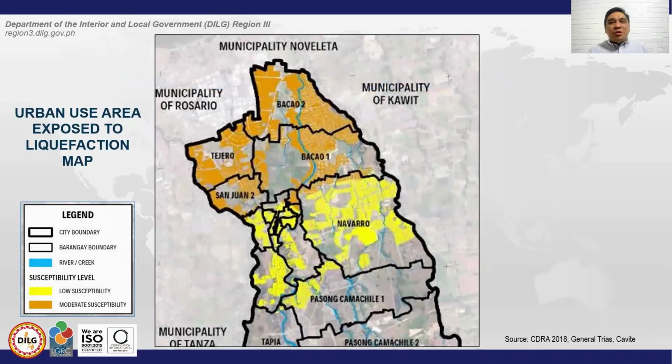This is an example of an urban use area exposed to liquefaction map. The liquefaction hazard map was overlaid to the existing land use map. In this case, you will get the affected urban uses in terms of its land area instead of the affected buildings and structures. This is still acceptable as per guidelines, but if you have an updated building and structures inventory map, that will give you a more accurate result.